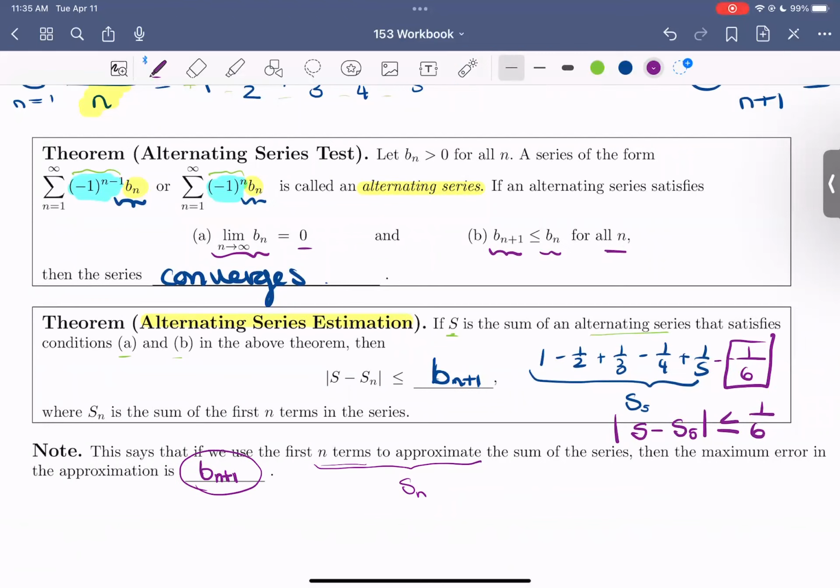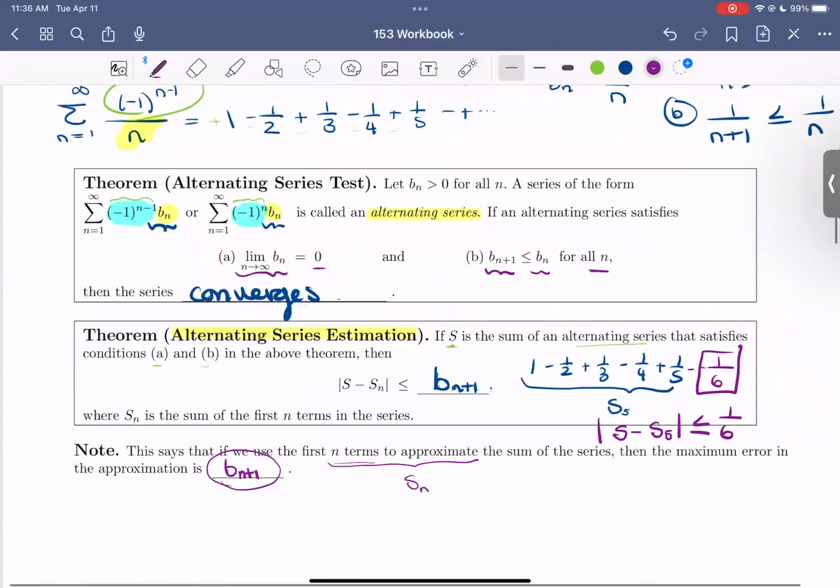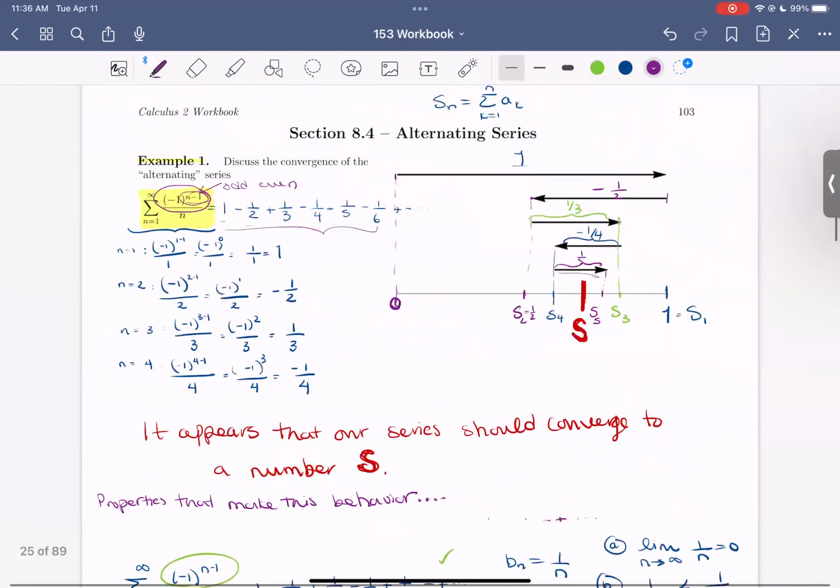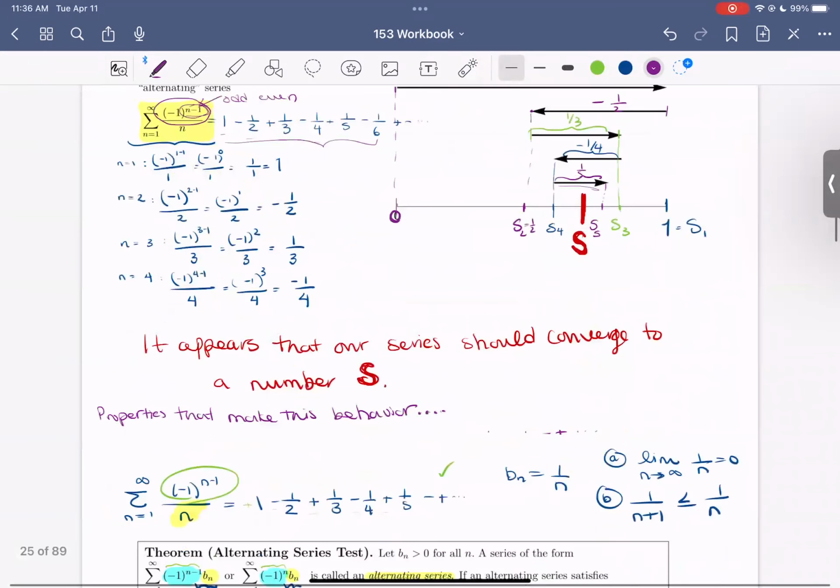Awesome. All right, great work going through this video. Feel free to rewatch any parts of this example or of this explanation of the theorem to help familiarize yourself with these new tests.